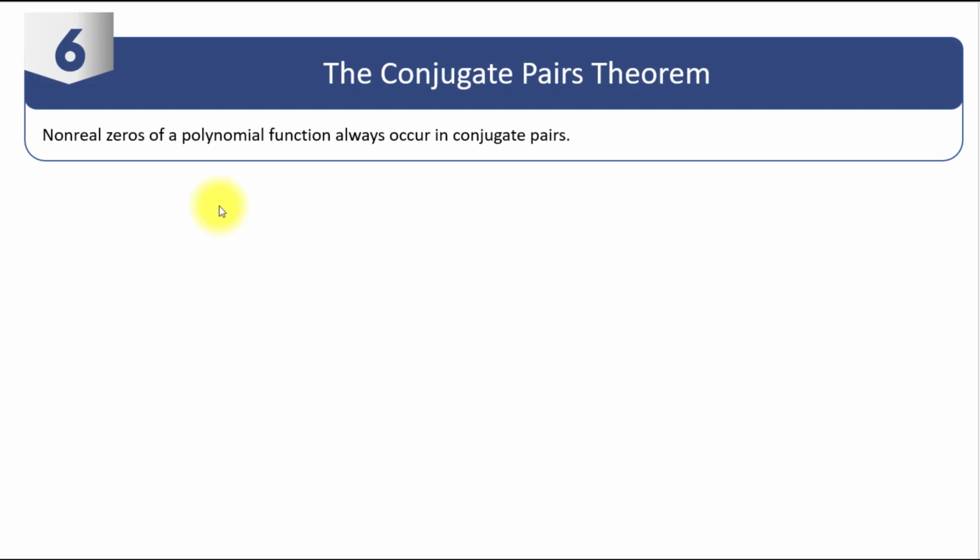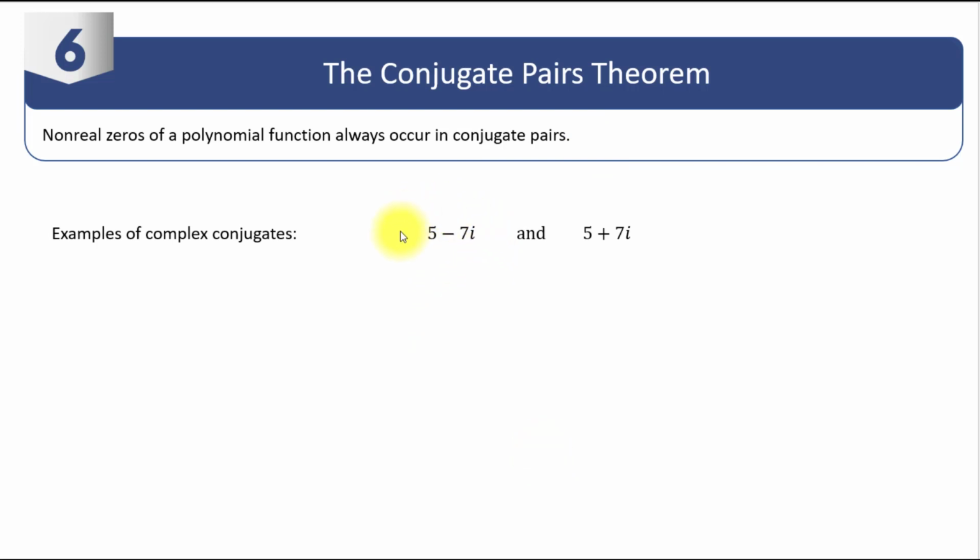Well, we talked about how zeros of a polynomial function can be either real or non-real numbers. Well, when a function has non-real zeros, they will always come in pairs. They will never occur alone. Let me give you examples of conjugate pairs. They're also called complex conjugates.